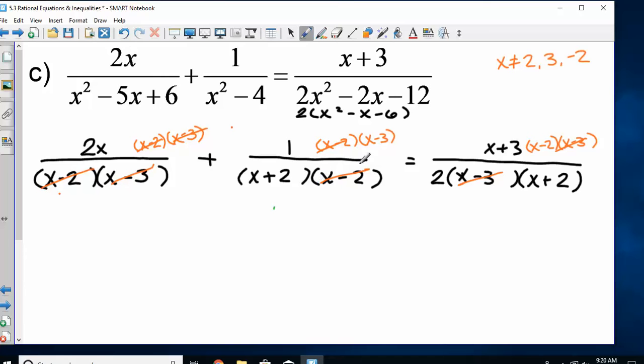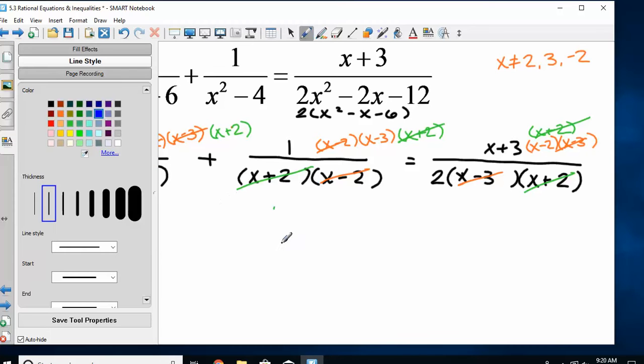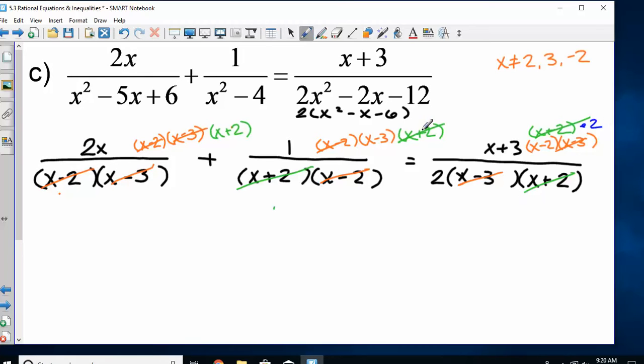Second one, what do we still have to multiply by? X plus 2. Okay, so you can't just take it to one thing, you have to multiply by all of them. So now that drops. Third fraction, what do we still have to get rid of? So I need to take everything times just a 2.